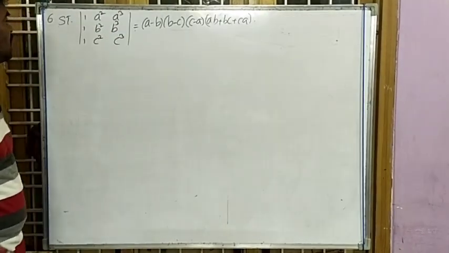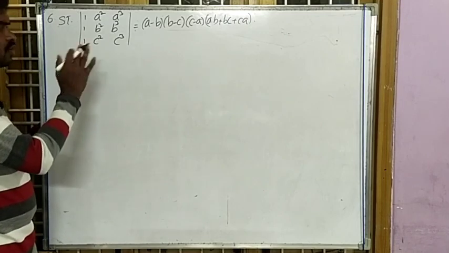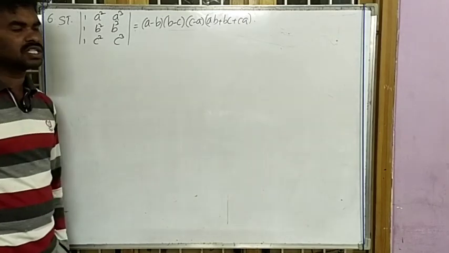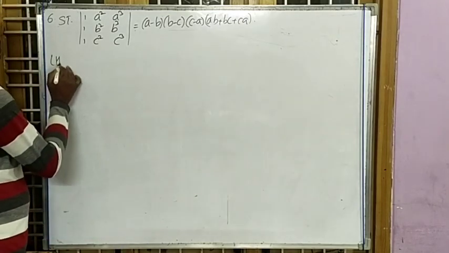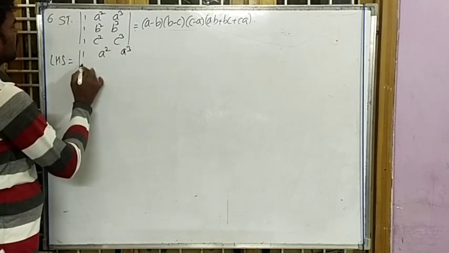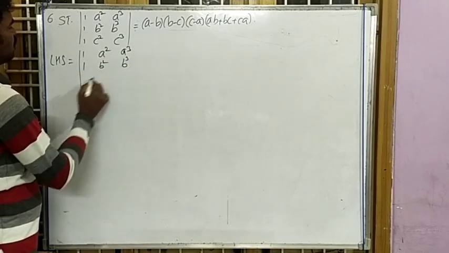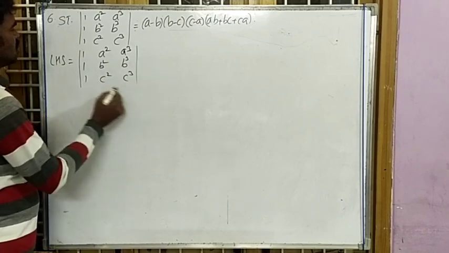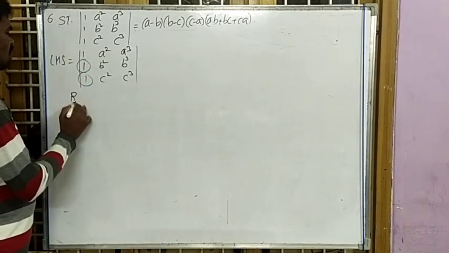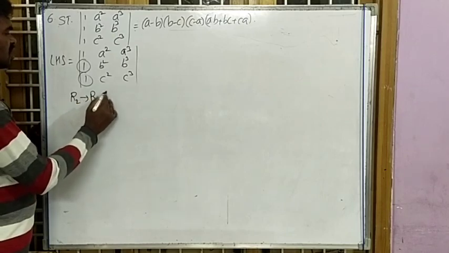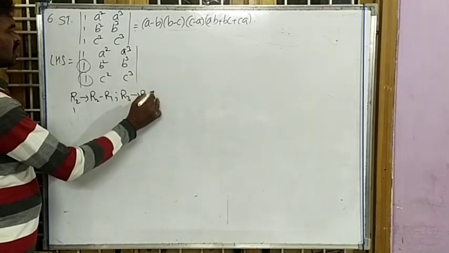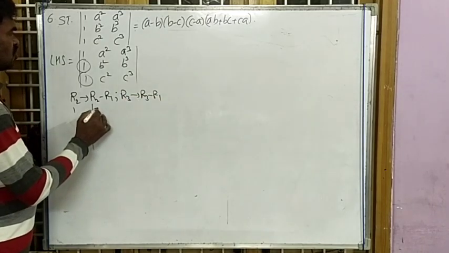Sixth question. Show that the determinant of 1 A square A cube, 1 B square B cube, 1 C square C cube is equal to (A minus B) into (B minus C) into (C minus A) into (AB plus BC plus CA). So, taking the LHS, 1 A square A cube, 1 B square B cube, 1 C square C cube. I am trying to get these two to become 0 with the help of R1. So, R2 I am going to change as R2 minus R1. Similarly, R3 also I am going to change as R3 minus R1. The first row I am not changing.